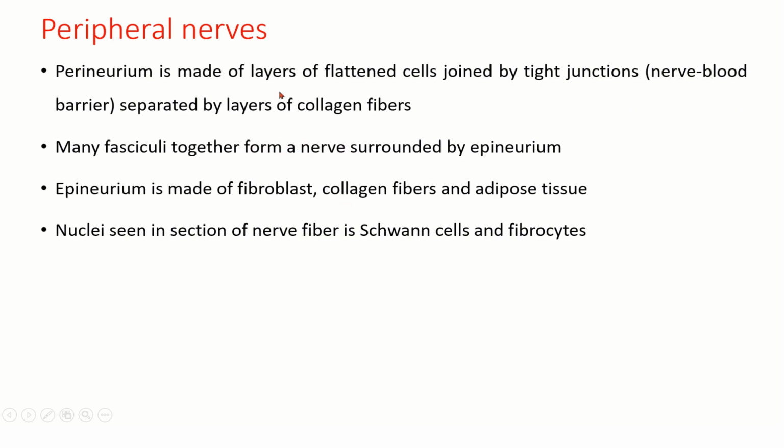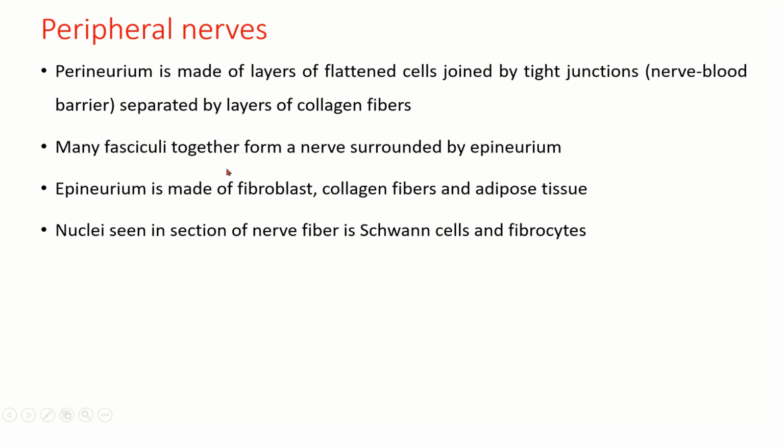Perineurium is made up of layers of flattened cells joined by tight junctions. So this forms the nerve-blood barrier, separated by layers of collagen fibers. So layers of flattened cells separated by layers of collagen fibers. These layers of flattened cells which are joined by tight junctions act as the nerve-blood barrier.